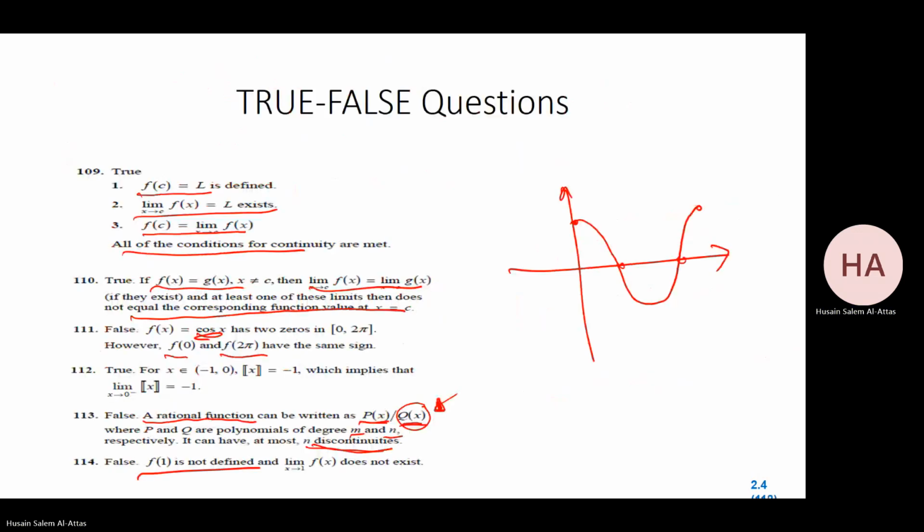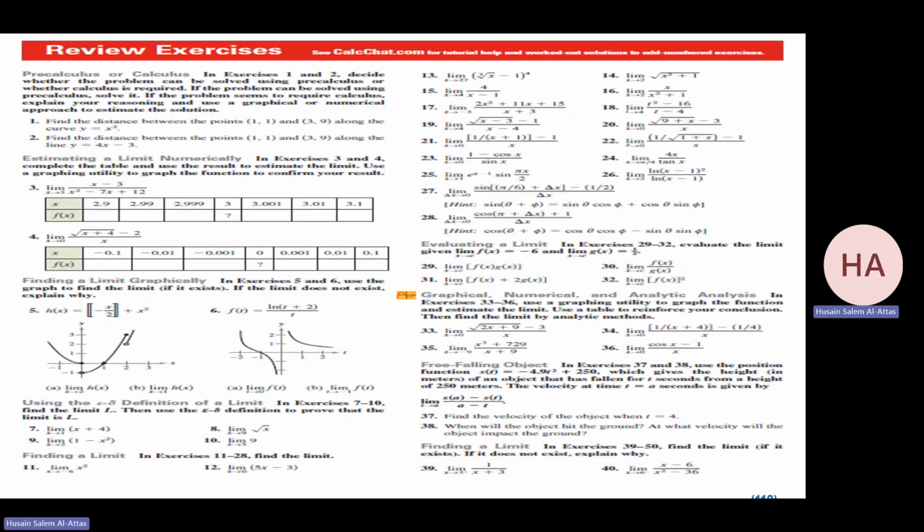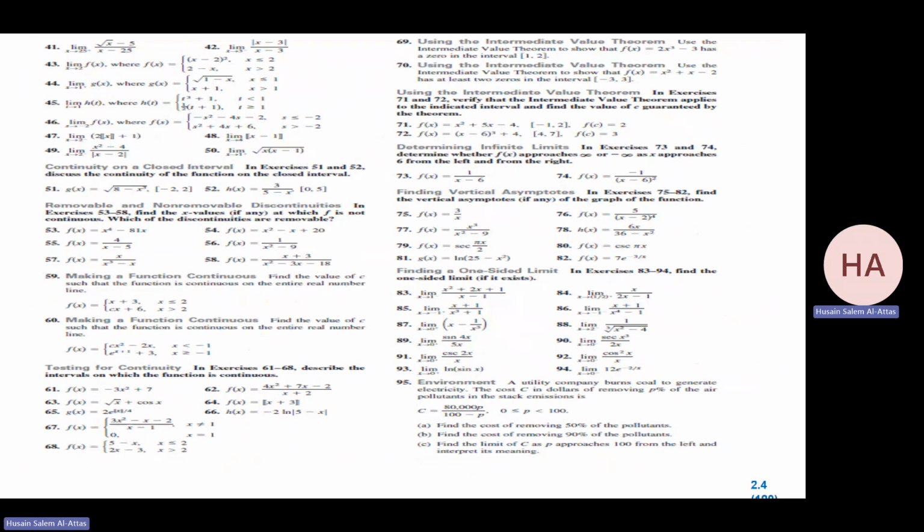Okay. These are the true false I did. There are some review exercises. I did not notice something different. I think you can do all. They are the same. Check them.